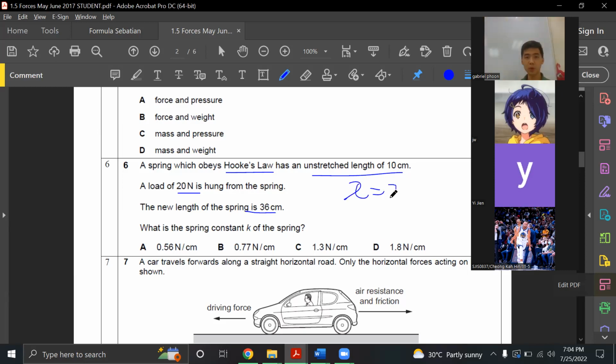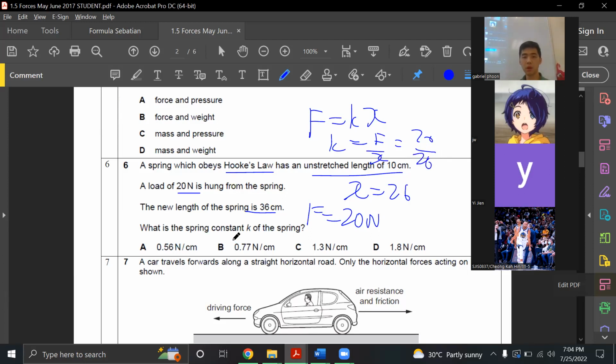Your extension is supposed to be 26, right? Good. And after that, your force is obviously going to be 20 newtons, right? What's the formula for Hooke's law? So your k equals F over x. In this case, it will be 20 divided by 36, right? Which, I don't know, I think 0.77. Is it me? Yeah. How do you get 1.8, Natalie? Oh, okay, very good.